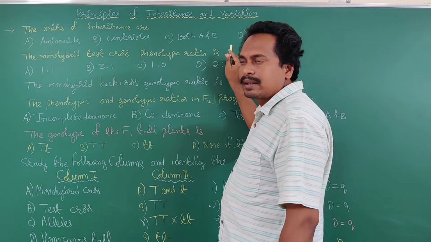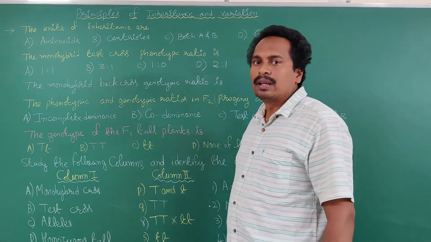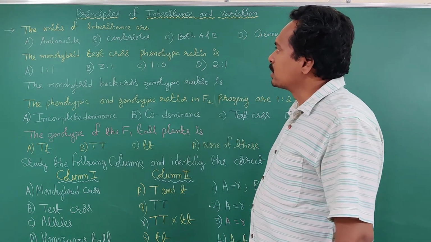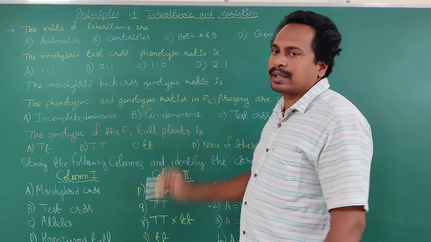So which option is the correct answer? Option D is the correct answer. Genes are the units of inheritance because they carry the information from parents to offspring.